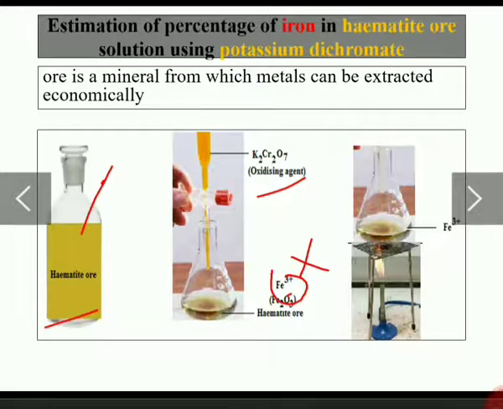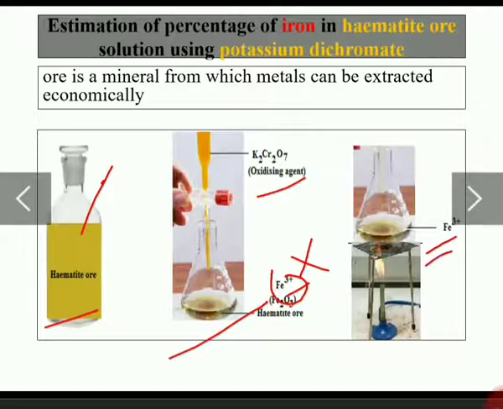So if you want to add potassium dichromate from the burette to the conical flask, you have to convert this Fe3 plus into Fe2 plus. To convert Fe3 plus into Fe2 plus, you have to add a reducing agent. In this experiment, you are adding a reducing agent called stannous chloride. Stannous chloride is a good reducing agent under hot condition. So I'll take the ore solution and keep it on the flame until the solution boils.